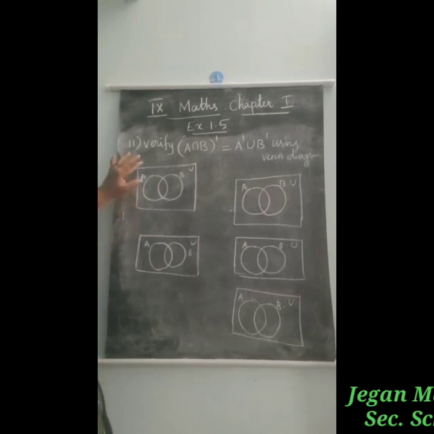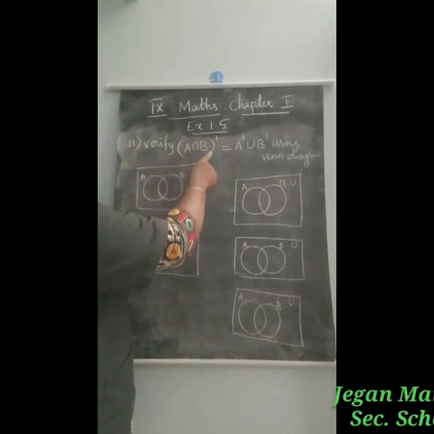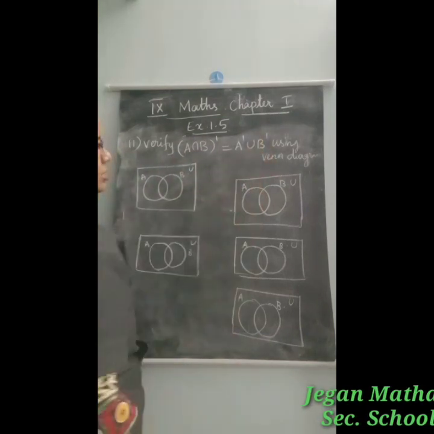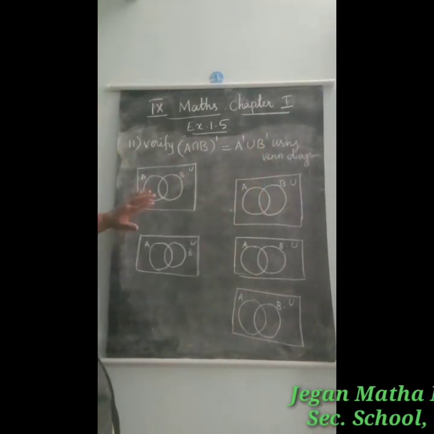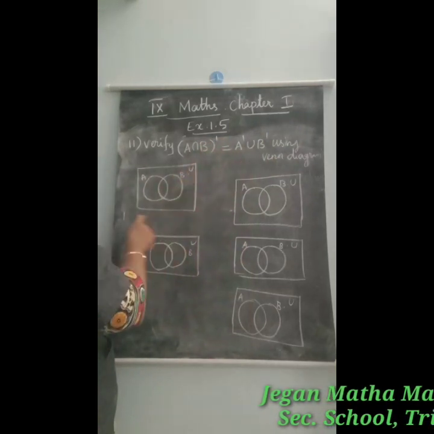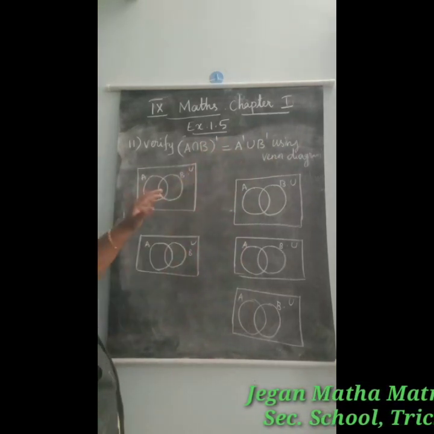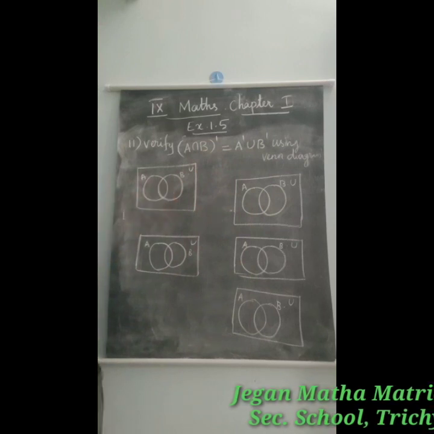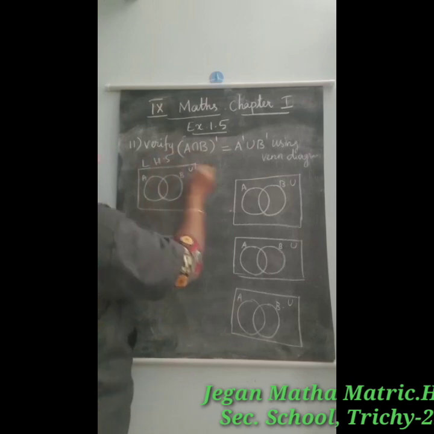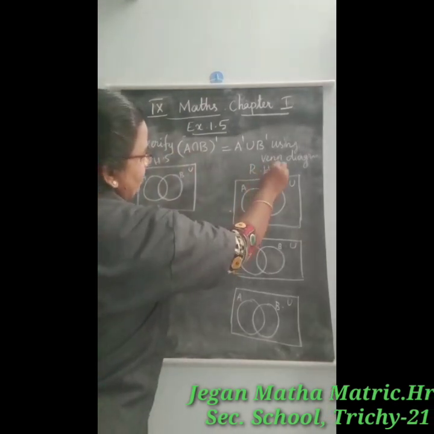Let us see the 11th sum. Verify A intersection B the whole dash is equal to A dash union B dash using Venn diagram. So this is the complement of the sets. So you have to put in the box the two sets. Inside you have to draw the two sets. So first one is for LHS and this is for RHS.